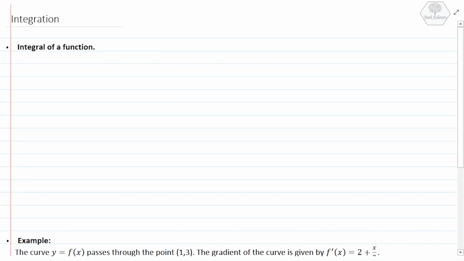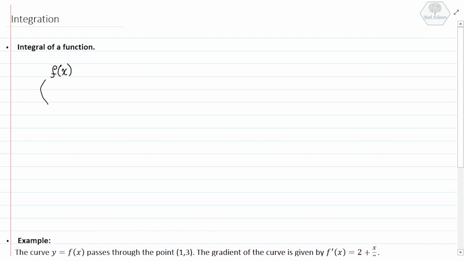Hi, our lesson now is about integration. Let's start talking about the integral function. Let's say I have f of x.